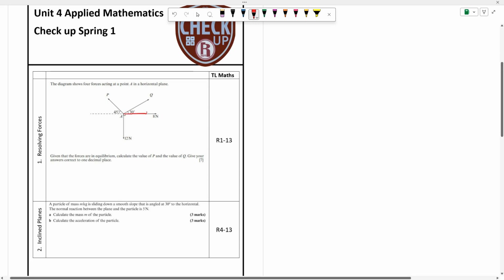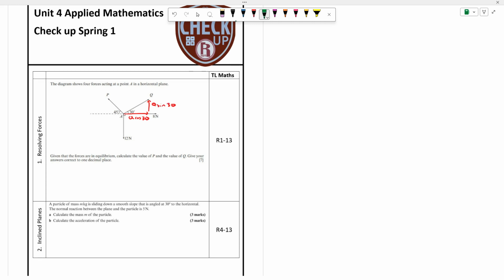For example, this one would be Q cos 30, because it's adjacent, and this one would be Q sine 30. I could do a similar thing for the P. Going across is going to be P cos 45, sorry, 45, not 30. And then my vertical component is going to be P sine 45. I'm doing that straight away because it makes my answers a little bit easier when I get into finding which components I need.